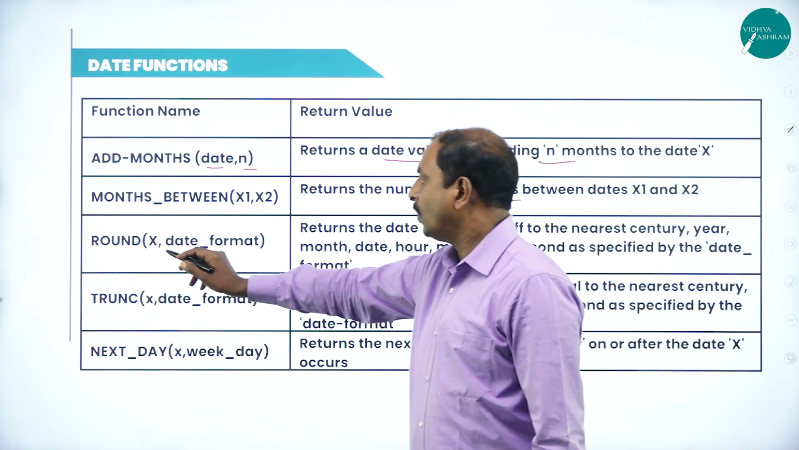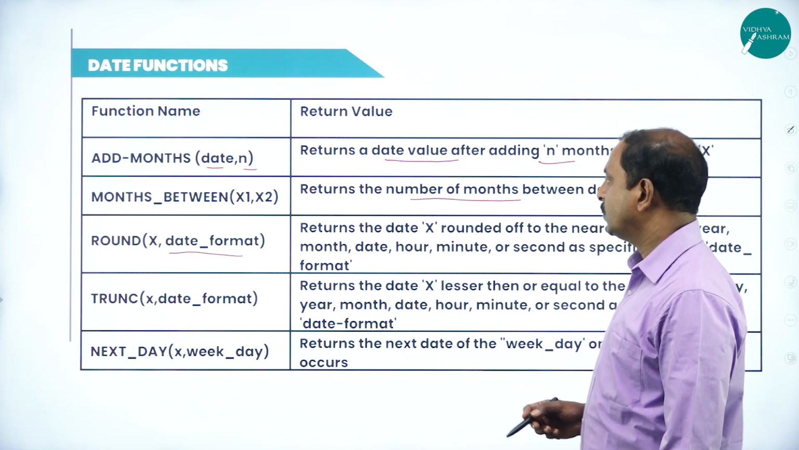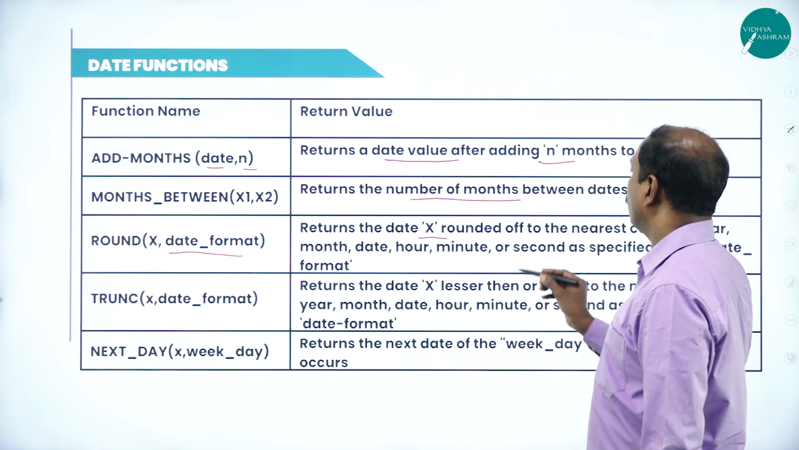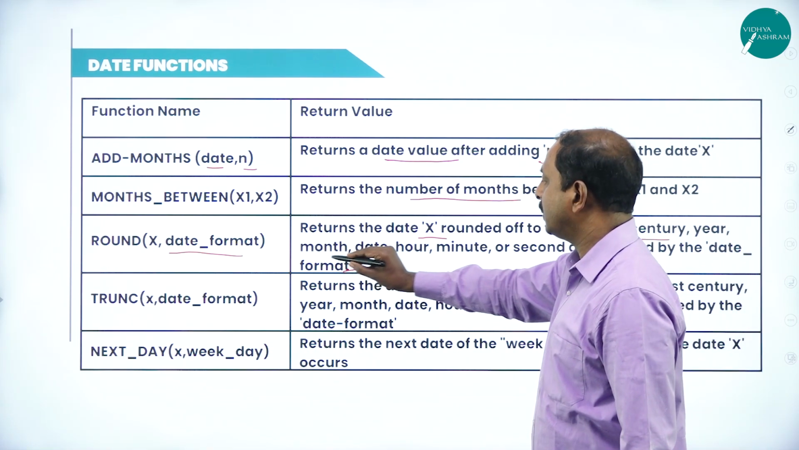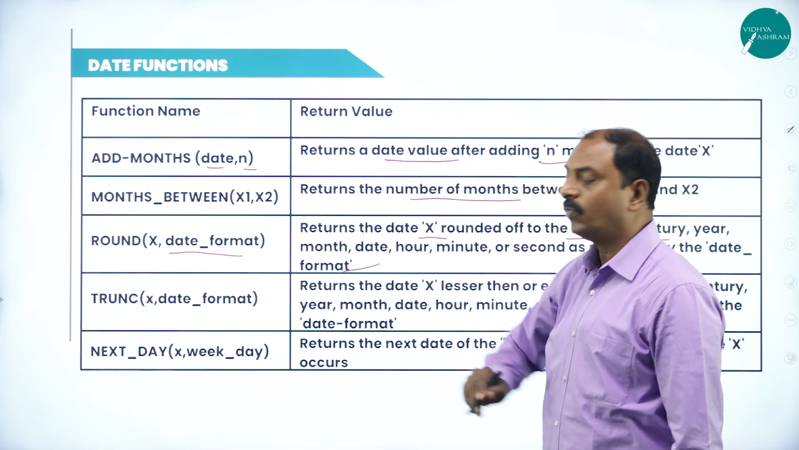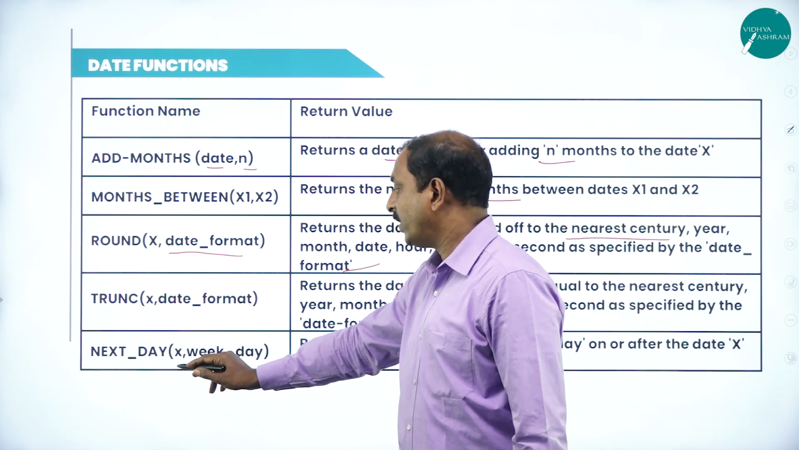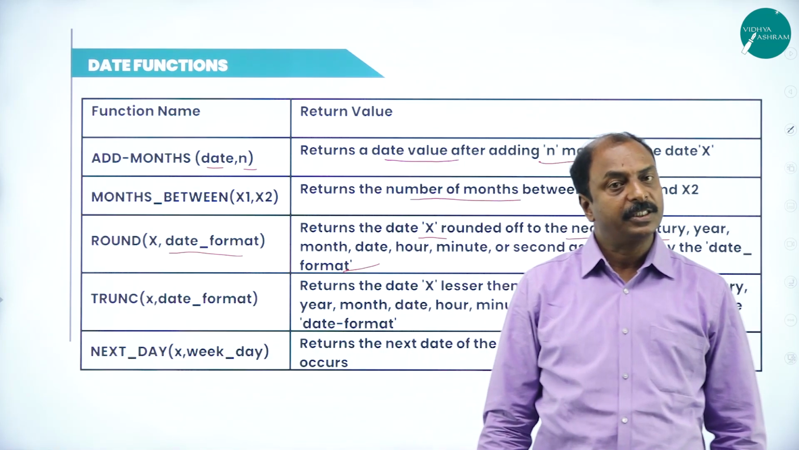Next one is ROUND(x, date format). So another function: it returns the date x, the input date, rounded off to the nearest century, year or month. So this is another round function. Similarly, TRUNC as well as the NEXT_DAY function. All these are different date functions of SQL.